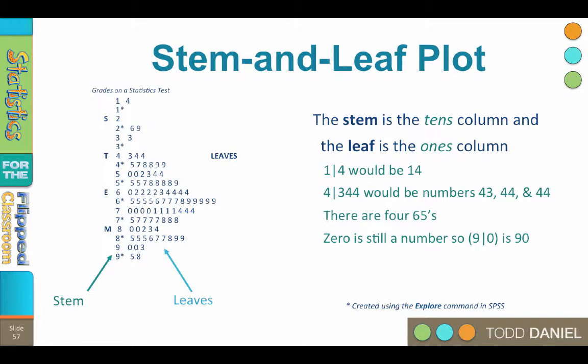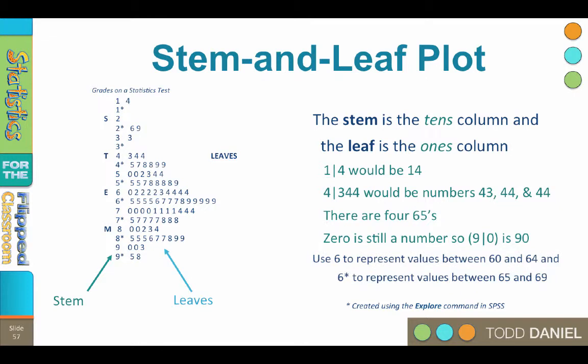In this case, we have a lot of numbers, so we split them with the ones place being 0 to 4, and then another row for the ones place 5 to 9. Because we have the same number in the tens column, in order to keep them straight, we use an asterisk. So for instance, 6 represents values between 60 and 64. But 6 asterisk represents values between 65 and 69. The asterisk helps show that the 60s have been divided on purpose.